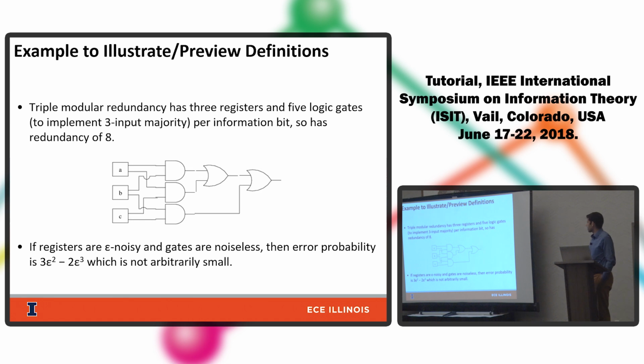And if the registers and gates are noiseless, then the error probability... if the registers are noisy, but the gates are noiseless, then the error probability is this quantity 3 epsilon squared minus 2 epsilon cubed, which is not arbitrarily small. Okay, so what we want to do here is count how many extra gates we're using, but be able to achieve not this small number error, but arbitrarily small error. Okay, so that's what we're aiming for.